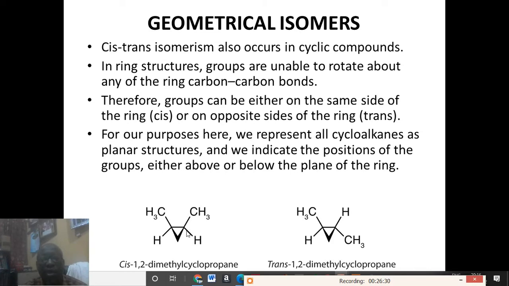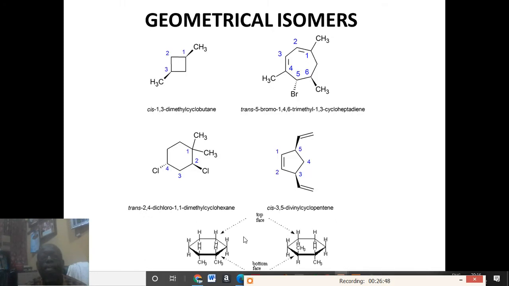As we have here, this is 1,2-dimethylcyclopropane. Here, the methyl groups are on the same side of the ring. So this is the cis isomer. Here, they are on opposite sides, 1,2-dimethylcyclopropane. This is the trans isomer. Here are other examples. Cis-1,3-dimethylcyclobutane.